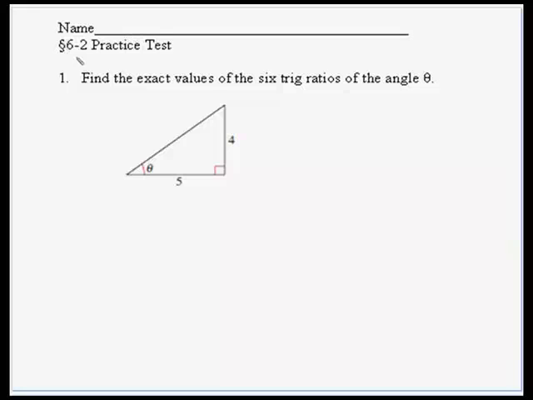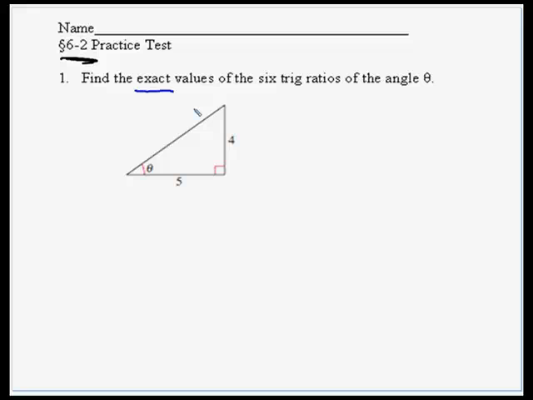Alrighty, we got a test coming up in section 6.2, right triangle trig, and let's go over these practice problems to see if we're ready for the test. Always read the directions. Number 1, find the exact value of the 6 trig ratios of angle theta.